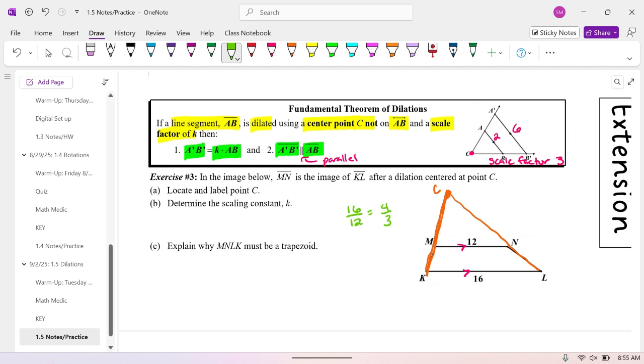And then we can check ourselves. So if we multiply 12 times 4 over 3, that'll be 48 over 3, which is 16. All right. So that means K is equal to 4/3.